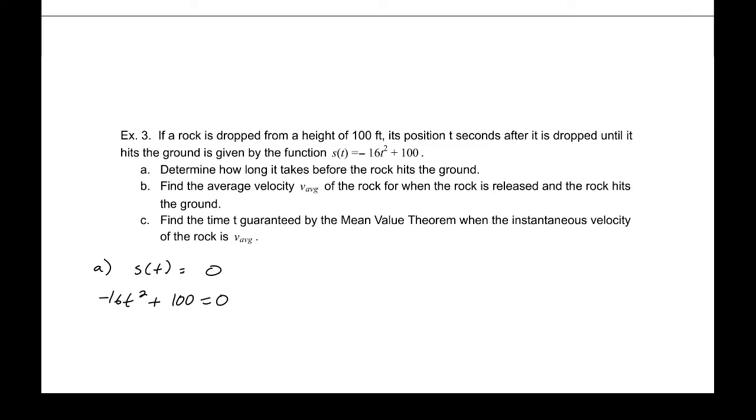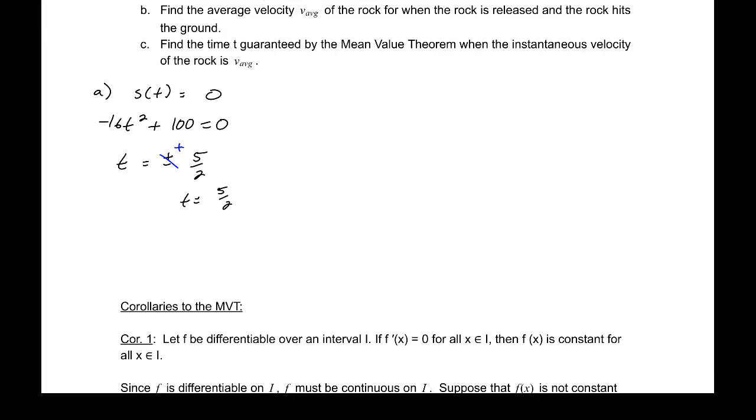Now, there are two solutions to this. Subtracting 100, dividing by 16, and then taking the square root, we get plus or minus 5/2. Now, because we were talking about time, we are only concerned with the positive root there. So it takes 5/2 seconds. So it takes 2.5 seconds in order for us to hit the ground.